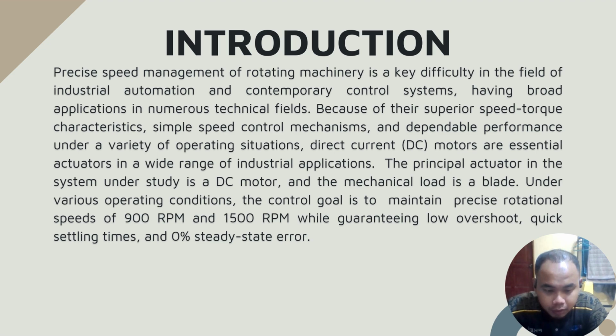The principal actuator in the system under study is a DC motor and the mechanical load is a blade. Under various operating conditions, the control goal is to maintain precise rotational speeds of 900 rpm and 1500 rpm while guaranteeing low overshoot, quick settling times, and 0% steady state error.